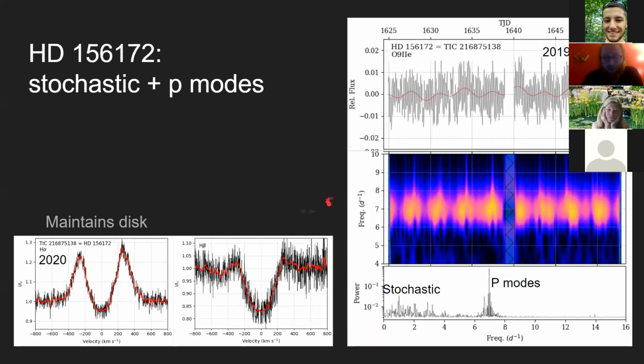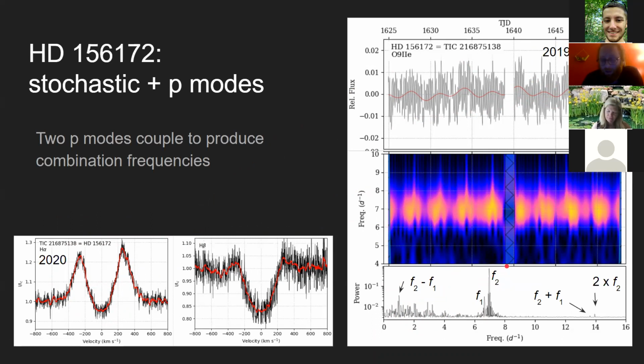Another situation, you may have stochastic variation plus p modes. So you don't have the typical low frequency groups that are common, but you have high frequency p modes. And stars like this can also somehow sustain a disk. So TESS observations from 2019 show high frequency pulsation, and spectra from 2020 show definitely real emission. So there is a disk around the star. Like the low frequency groups, you can also have coupling of p modes in the stellar envelope that produce combination frequencies, both at higher frequencies and also at lower frequencies.